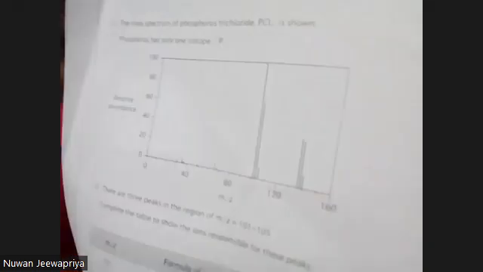Okay, children, now we are going to start a new question in the 2023 May-June paper. There we discuss question number 19. The question is regarding the mass spectrum of phosphorus trichloride, PCl3, which is shown as this kind of graph. This thing I explained last week.